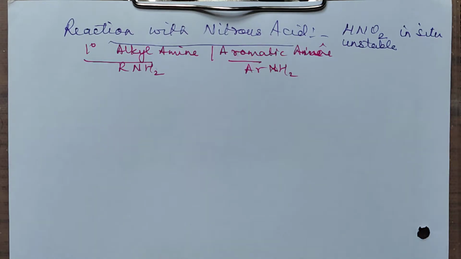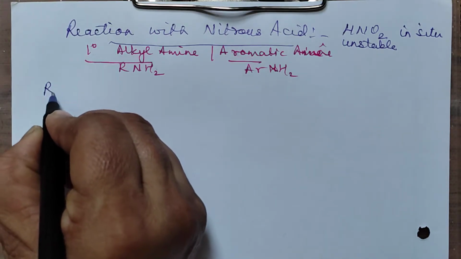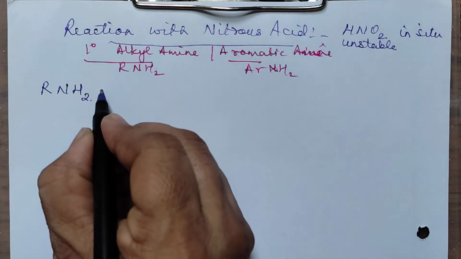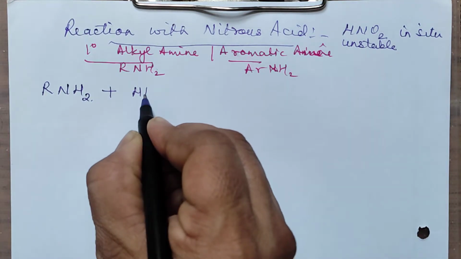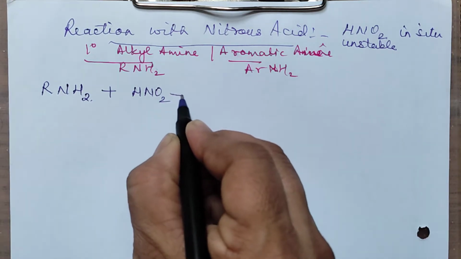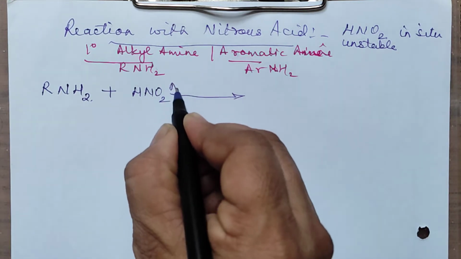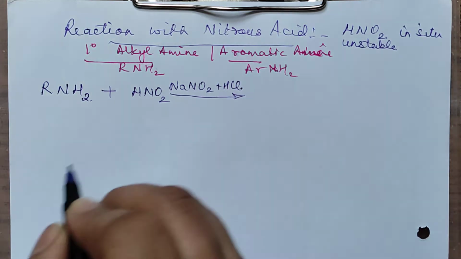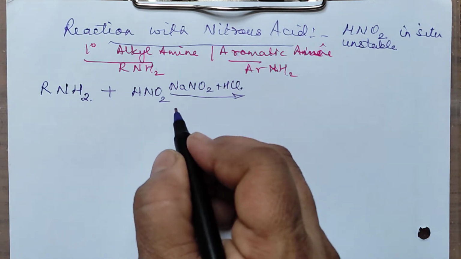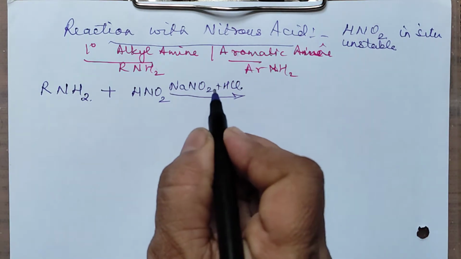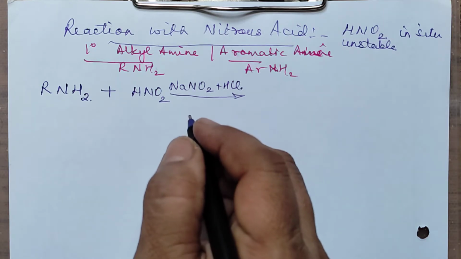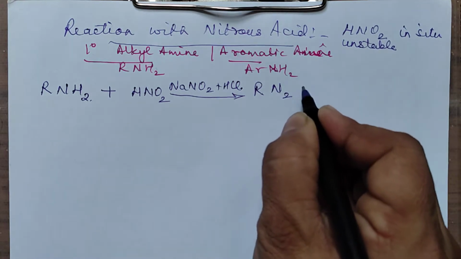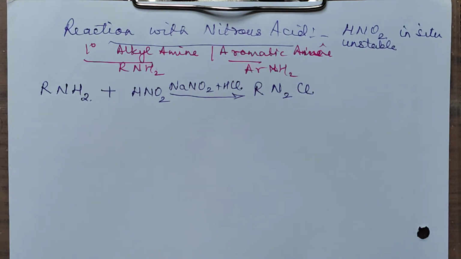Now, what exactly we do here is, suppose we use RNH2. It's a primary amine, right? Now this is treated with HNO2. As I said, HNO2 you cannot use directly. You will be preparing it in situ by using NaNO2 and HCl. At very low temperature you will be preparing this, and what you will get is HONO, that is HNO2, and what you will get here is RN2Cl.